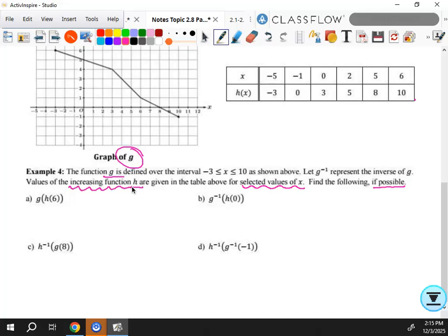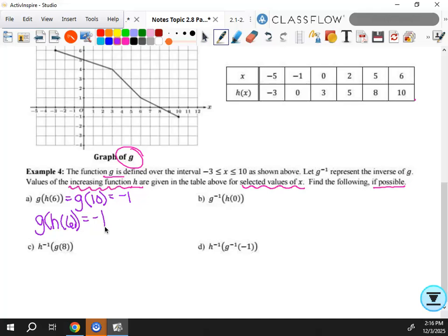Okay. So then g of h of 6. What is h of 6? 10. So then I need g of 10, which is what? Negative 1. So g of h of 6 is negative 1. Everybody okay with that?